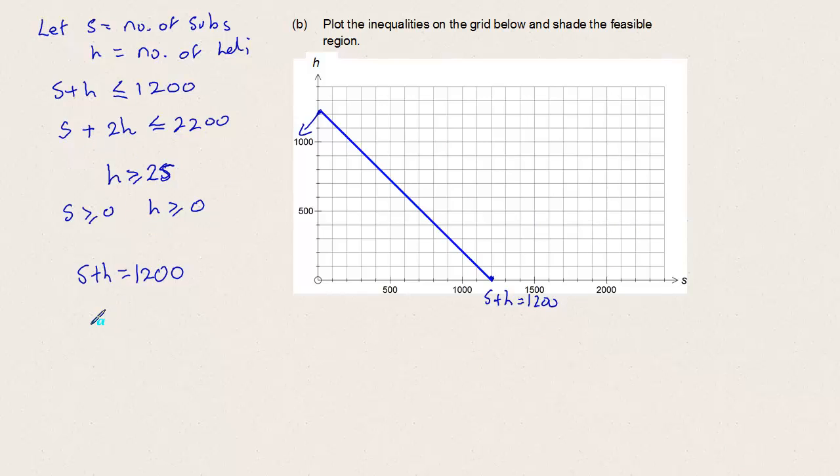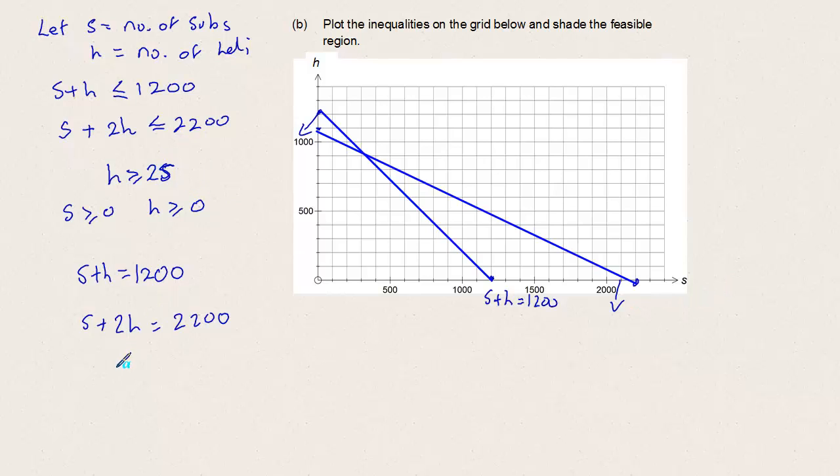Now, the next boundary is S plus 2H equals 2,200. If S is 0, 2H is 2,200, so that would give us H is 1,100. So that's just here. And if H is 0, S is 2,200, which is all the way out here. And then we need to join those 2 points like that. And we need to be below.